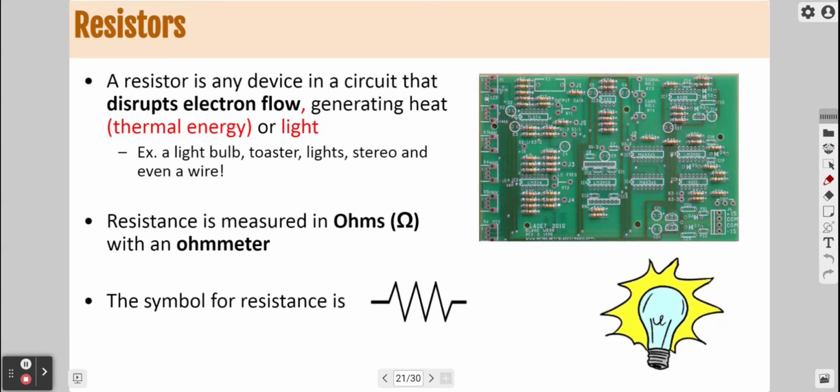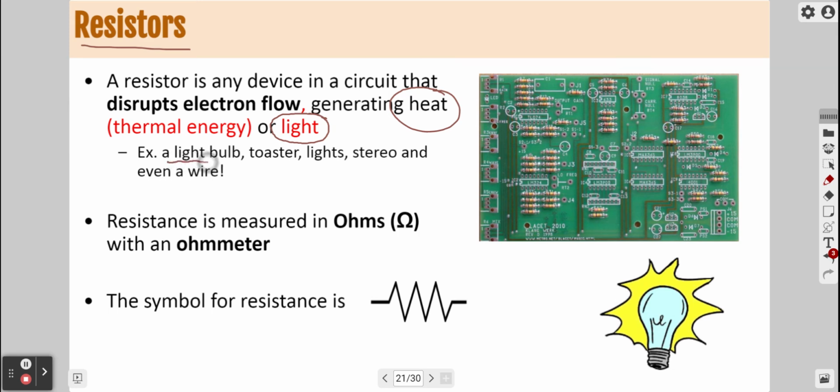Now we're going to take a look at resistors. A resistor is any device in a circuit that can disrupt the electron flow. They might disrupt it to generate heat for a heater, or make it go through a wire so that we can create light.